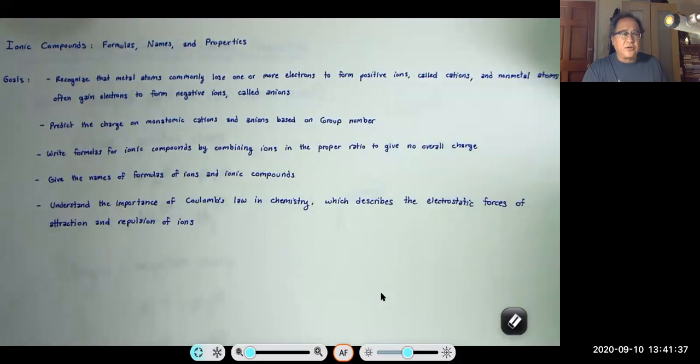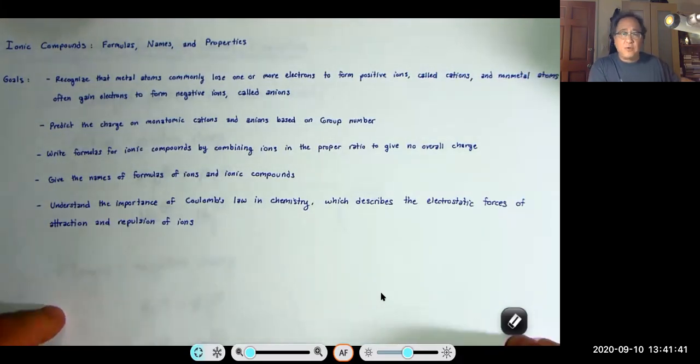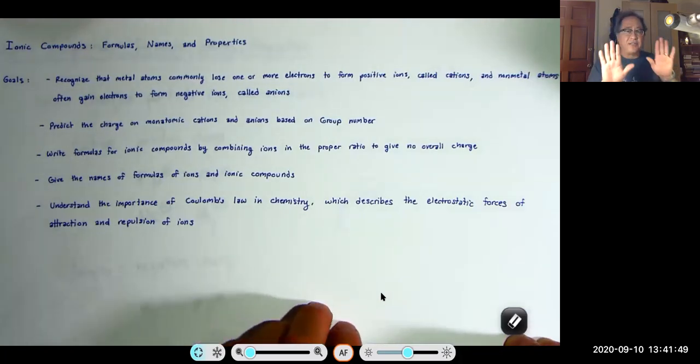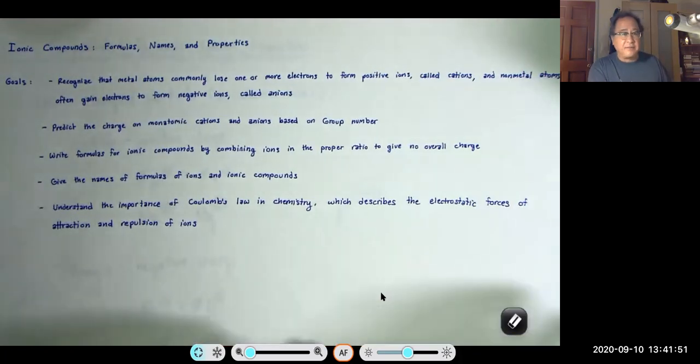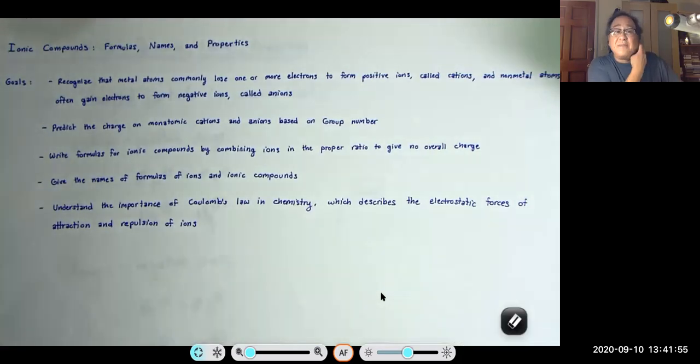Okay, this lecture is mostly about ionic compounds, formulas, names, and properties. Now, we've actually covered the properties before. We covered them with the molecular compounds or covalent compounds because it's nice to contrast the list, to compare them, that is.